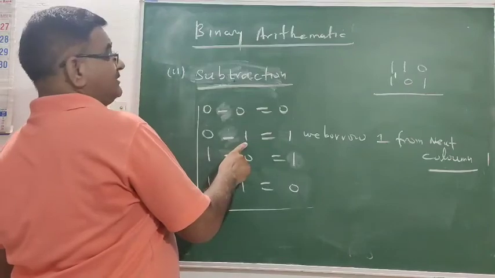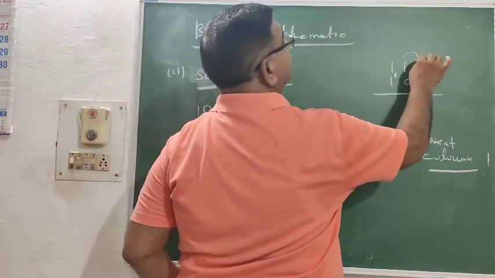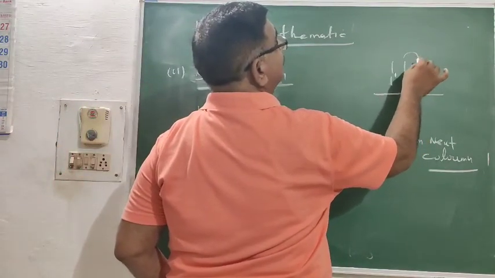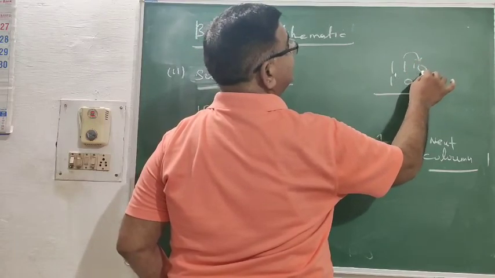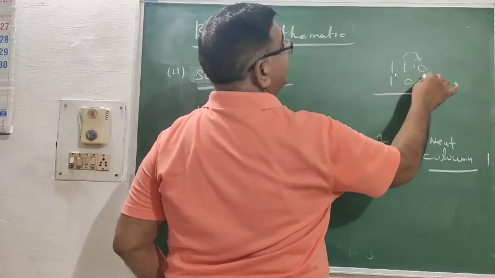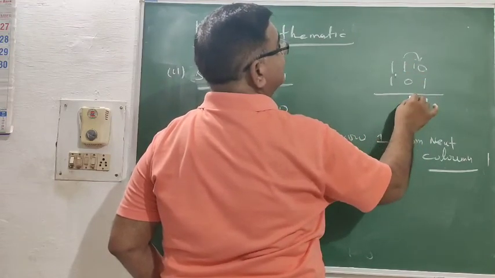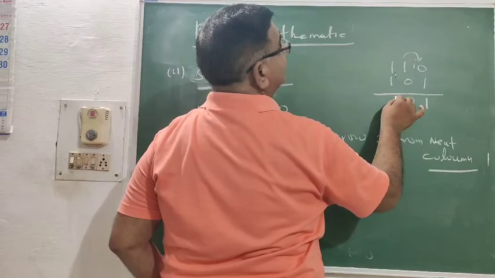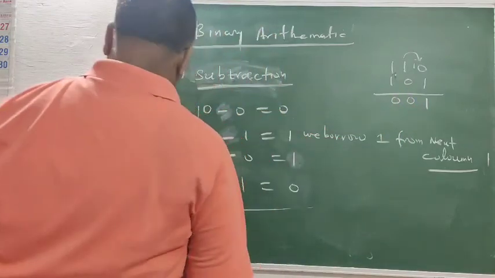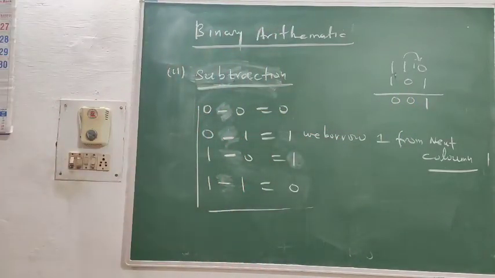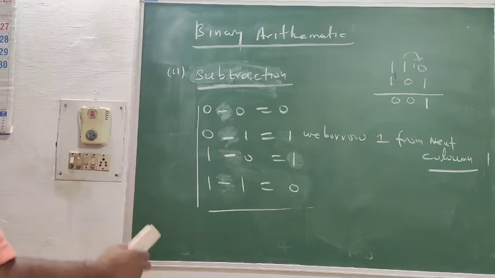Whenever you have 0 minus 1, then you borrow 1 from here. So here becomes 0. And this is, then, this is 1, and here 0 minus 0, 0, and this is 0. So you get 001. You check the result by the conversion of this with the help of the decimal system also. Now you have multiplication, third operation.